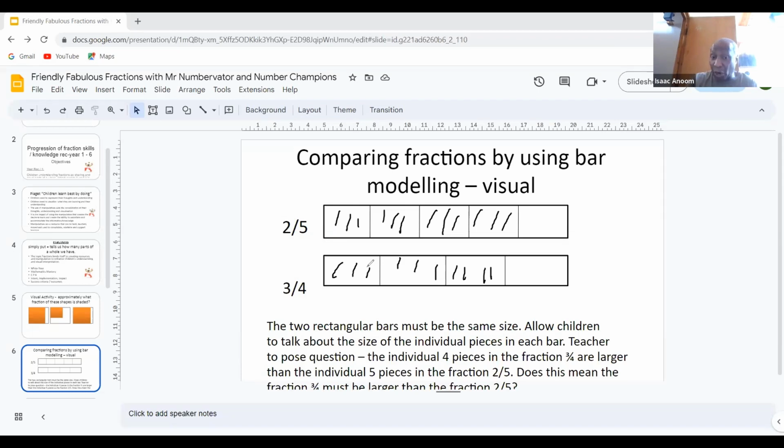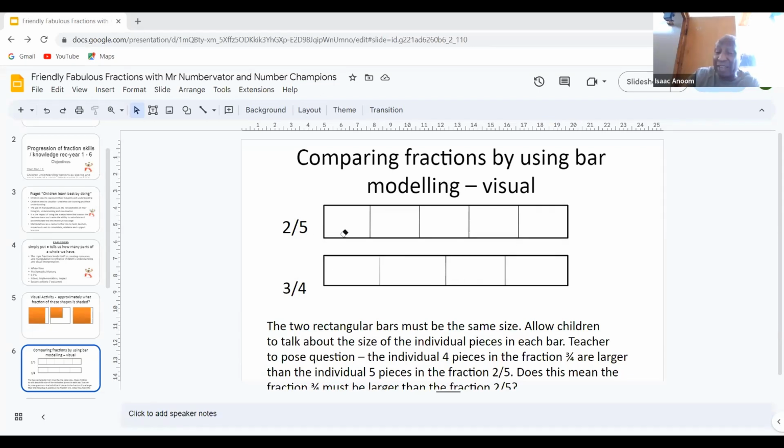The slices on the 3/4 are going to be bigger than the slices on the 2/5, but we are eating more of the cake when we've got 4/5 than when we've only got 3/4. We've eaten more of this cake. More of the rectangular bar has been shaded than the 3/4. So that tells us that the fraction 4/5 is bigger, greater than 3/4.